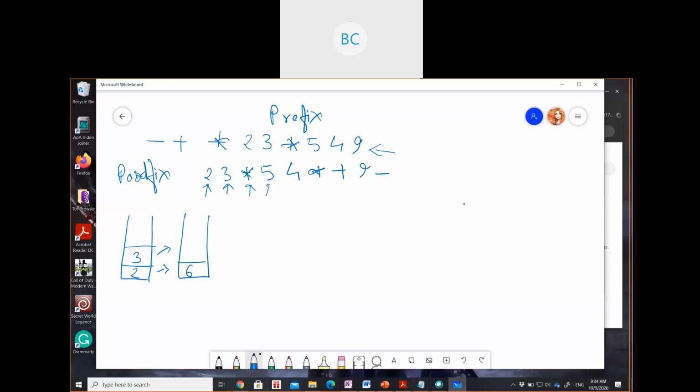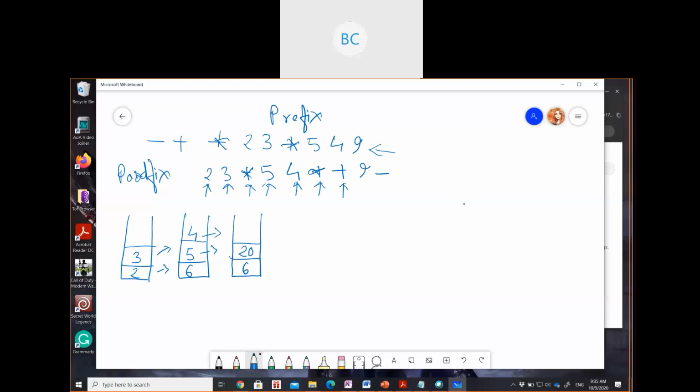Next symbol is your 5. It's an operand, so you will push it to the stack. Again, next, you are getting a number which is the operand, you will just push it to the stack. Now, here we already got an operator. So the moment we get the operator, we will pop this 4 and 5, top element of stack, perform the operation, then put the result into your stack. So 5 into 4 is 20. Correct?